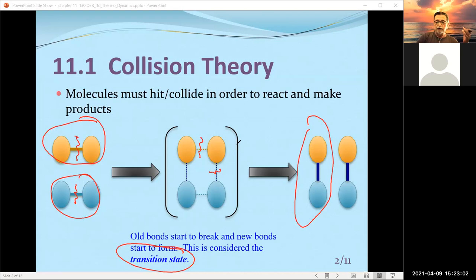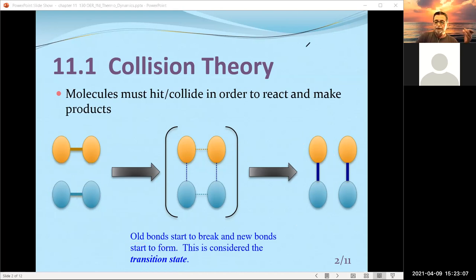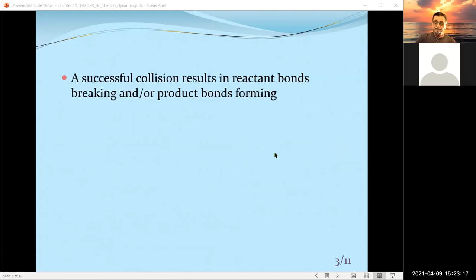So there are a lot of variables involved to get things to come together. And that's just two reactants. Some reactions require three or four things to come together, which makes it more difficult. So a successful collision in our theory results in the reactant bonds breaking and forming new bonds. So we have to increase the number of collisions.